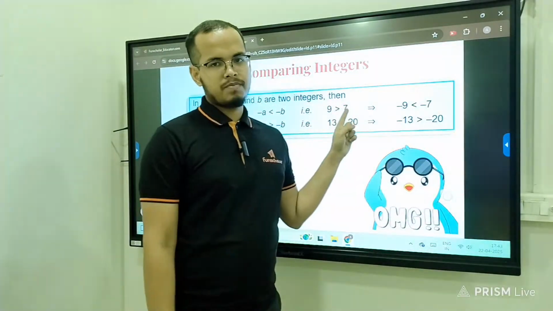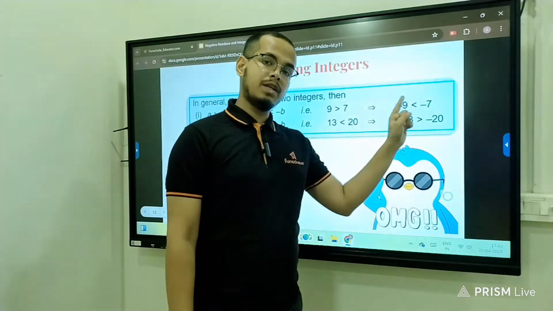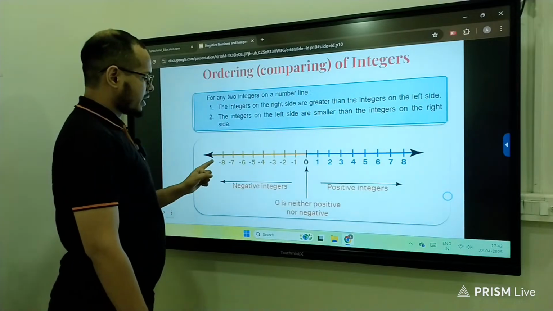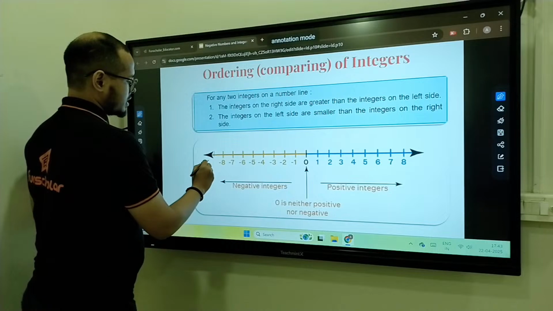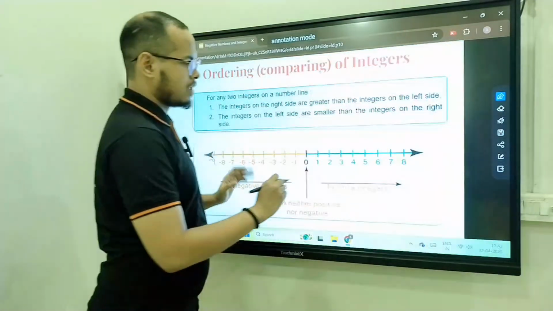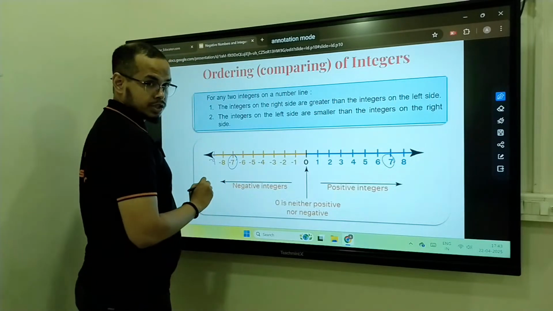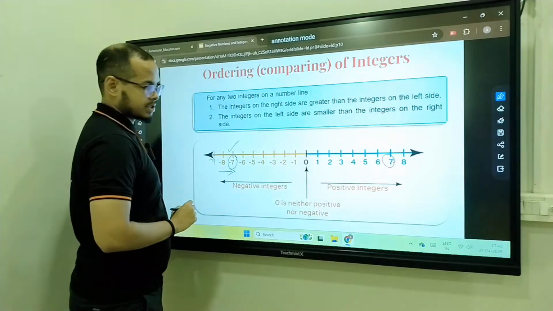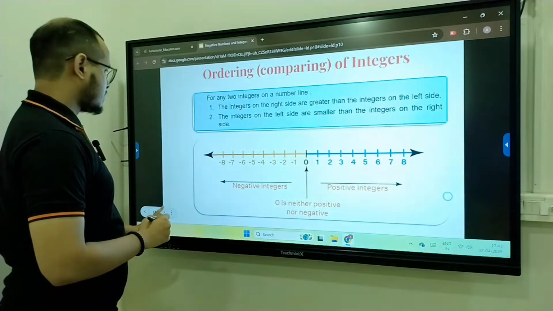9 is greater than 7. That we all know, right? But minus 9 is lesser than minus 7. Utilizing the previous slide, minus 9 will be somewhere around here, -10 will be somewhere around here, and 7 is here, -7 is here. So which is greater? -7 is greater because it is situated on the right hand side of -9. So this is what the example is all about.